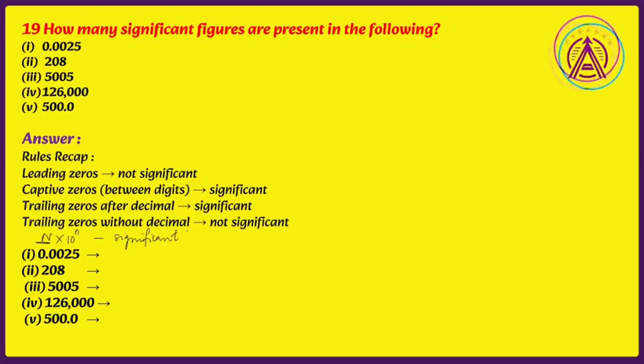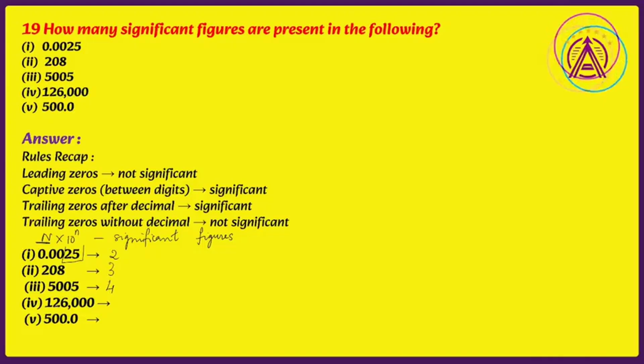So with this in mind, please try to do this numerical by yourself, because it's very direct and you may not believe this is where we actually get confused. So do it by yourself, resume the video, and then see whether you get the right answer. So 0.0025, if you see, the zeros, the 3 zeros, are leading zeros, we can't consider them as significant. So only 25, so you have two significant figures. In 208, we have a 0 in between, which is a captive zero. It's in between two non-zero digits, so you have three significant figures. Similarly, in 5005, we have four significant figures.